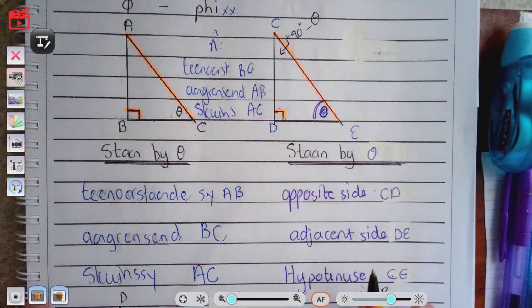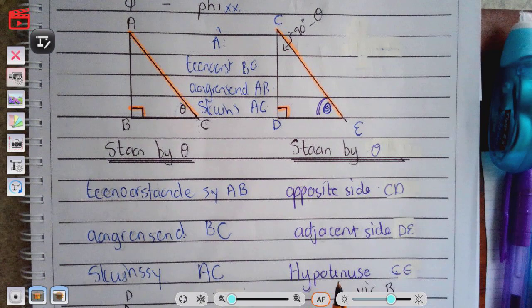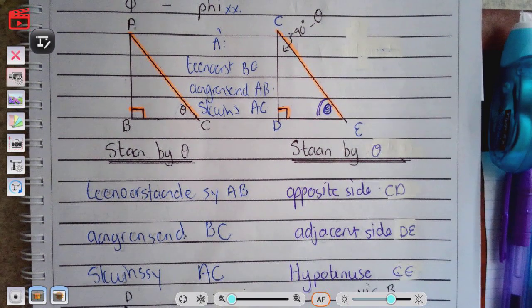Let's go to our first two triangles. Firstly, the most important side that you always need to find first is your hypotenuse.